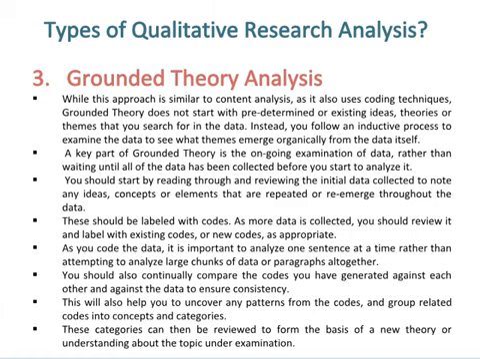You should start by reading through and reviewing the initial data collected to note any ideas, concepts or elements that are repeated or re-emerge throughout the data. These should be labeled with codes. As more data is collected, you should review it and label with existing codes, or new codes, as appropriate. As you code the data, it is important to analyze one sentence at a time rather than attempting to analyze large chunks of data or paragraphs altogether.